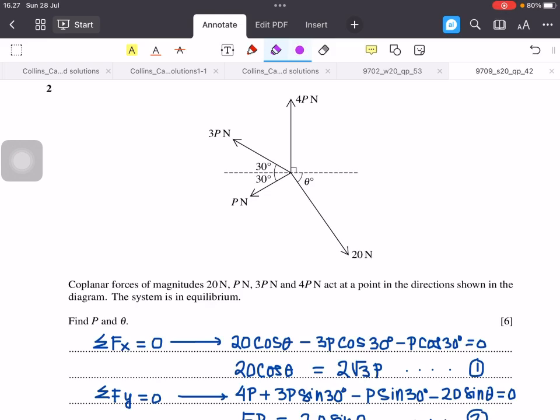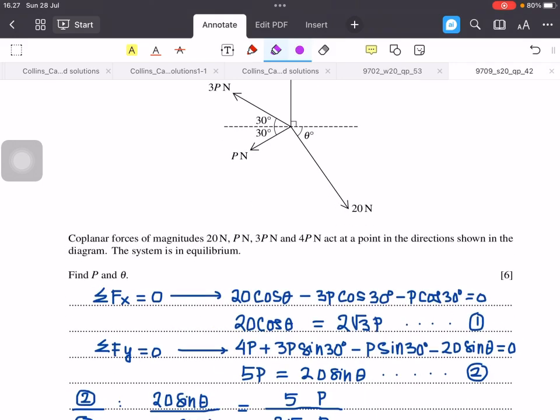And then we can also say that the net force in y direction is also equal to 0 because the system is in equilibrium. In y direction, we have 4P and 3P sin 30 in positive y direction, while in negative y direction, we have P sin 30 and 20 sin theta. So this is the equation in y direction, and we simplify it into 5P is equal to 20 sin theta.